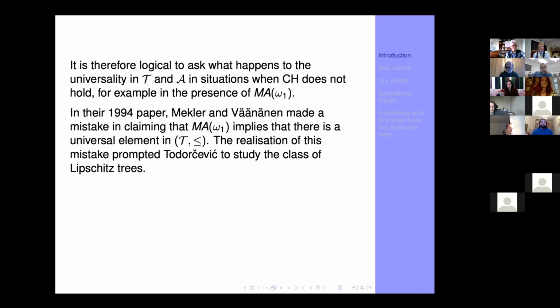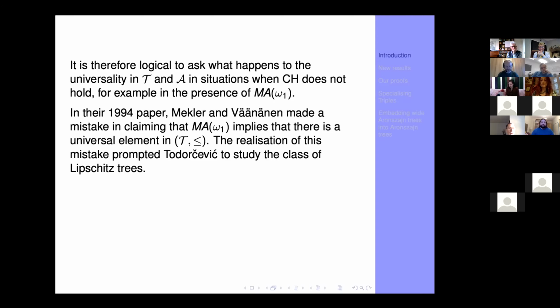So this mistake was realized quite quickly, maybe a year or two after the paper, by Todorcevich, and he started studying the class of trees where basically such a mistake cannot happen. Those of you who know the definition of Lipschitz trees will perhaps recognize that in this class, such a density failure cannot happen. The Lipschitz trees have a rather technical definition, which I will not tell you now because I don't need it. But under MA, they happen to be exactly the class of coherent trees. So these are exactly the trees that you can obtain by taking a coherent sequence like those C alphas that we have mentioned before and making a tree out of it.